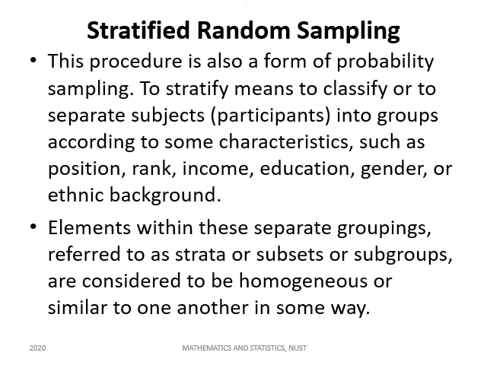Then the next type of probability sampling method that we use is the stratified random sampling method. Now with stratified, what you notice is that there are groups that elements belong to. And what we know about these groups is that within the group, there are characteristics that are homogeneous.